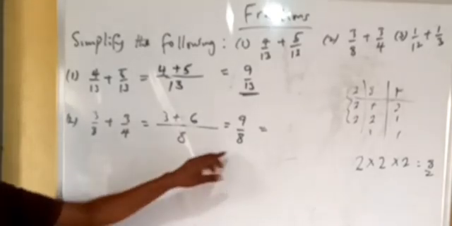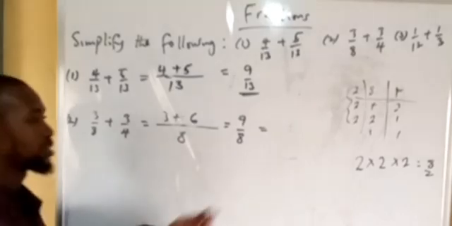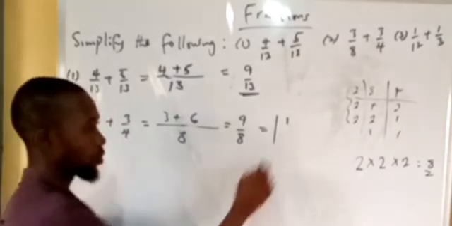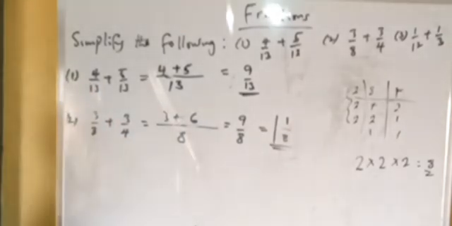Right? Now, how many 8s can I get in 9? How many 8s can you get in 9? One. It is 1, Abby. Now, the remainder, I will convert it to numerator over 8. So, our answer here is what? One and one over eight. I hope this is clear.